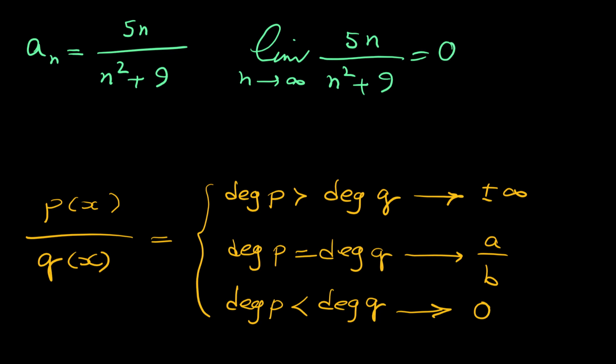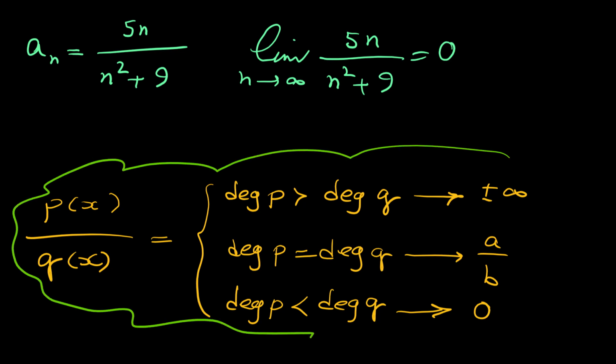Just you need to remember this, and if you remember this, you can find the limit of the rational expression right away. So the limit is 0 because the degree of numerator is less than the degree of denominator. Let me show you some examples of the other cases and how we can use this technique to find limit of sequences really easily. For example, suppose we have this.